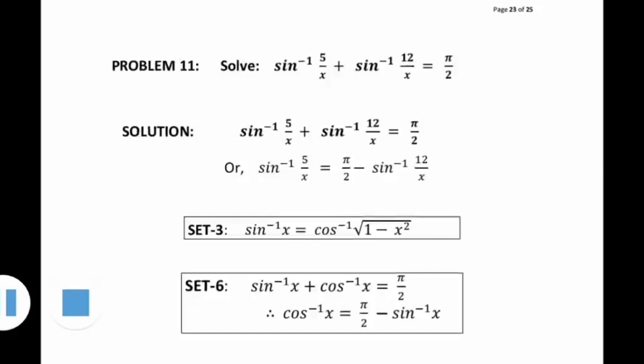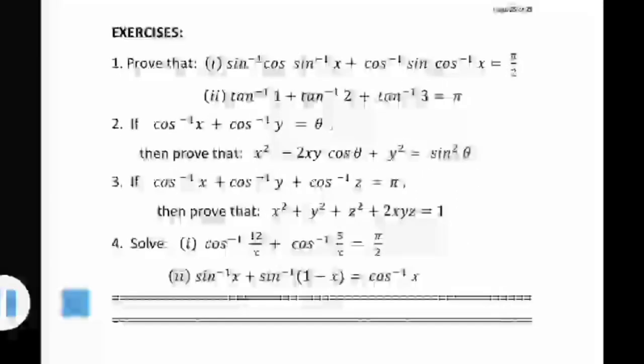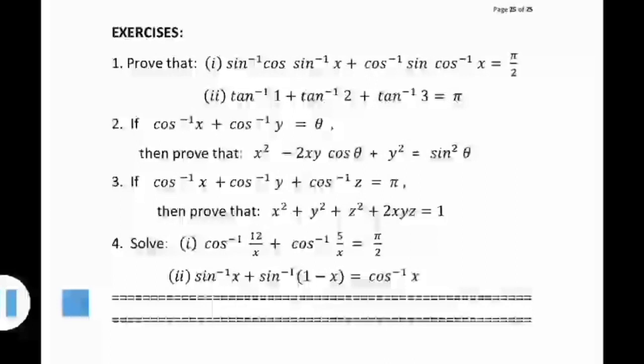Also we see that here we are applying two formulae, one from set 3 and another from set 6. And dear students, in the screen next there are some exercises given for your assignment for practice. Thank you all.